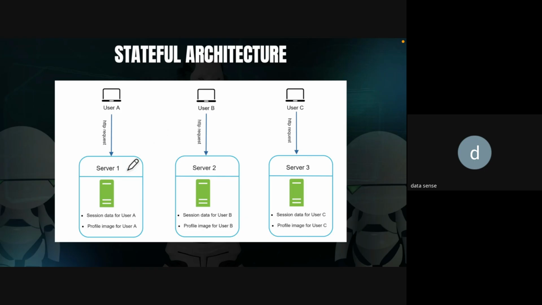Now suppose these are three servers. User A comes here. He has his password, everything, right? And let's say initially he is connected to server one. So all his session data, remember what is a server? Server is just a computer only, right? So all his session data, whatever he did, and profile image, password, everything is stored on server one. This is called a stateful architecture where the server stores your information. Is it clear? Tell me, is it a good thing or a bad thing? What do you think?